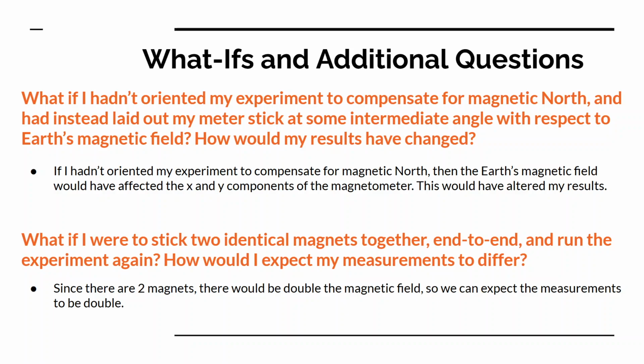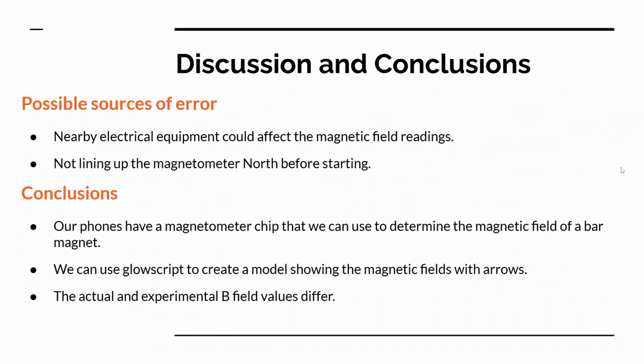What if I were to stick 2 identical magnets together and do the experiment again? How would I expect the measurements to differ? Since there would be 2 magnets, there would be double the magnetic field, so we can expect the measurements to be double. Possible sources of error are that nearby electrical equipment could affect the magnetic field readings, and there also could be improper alignment of the magnetometer with magnetic north before starting.